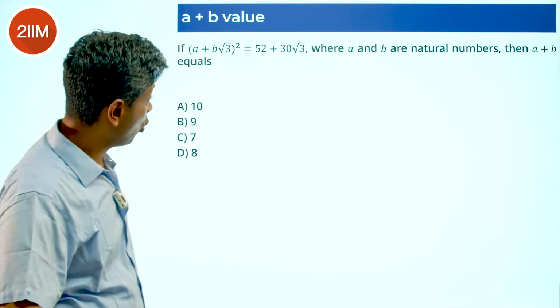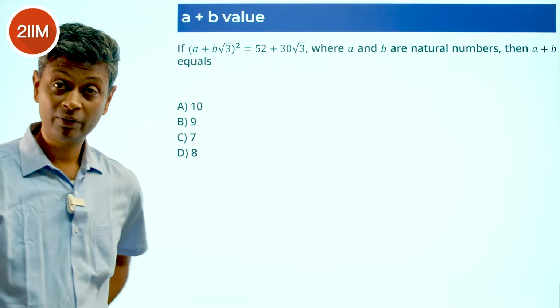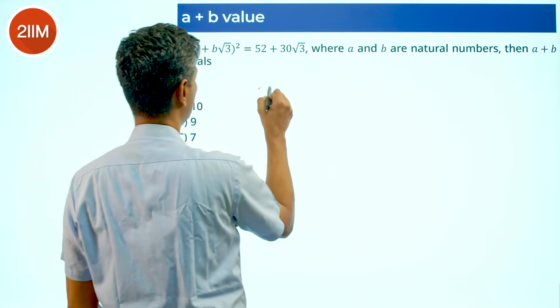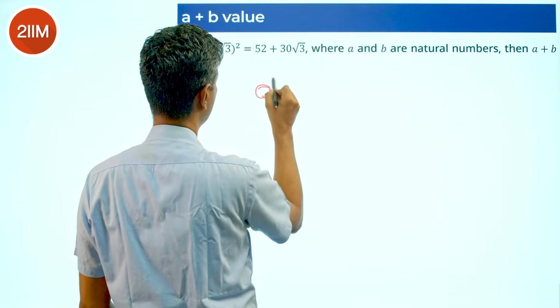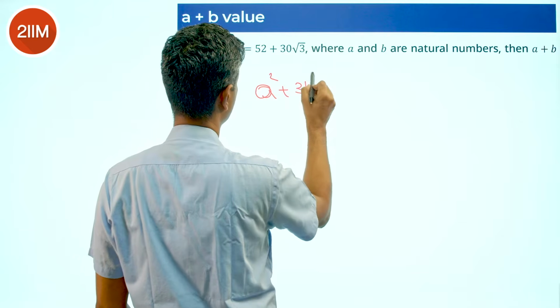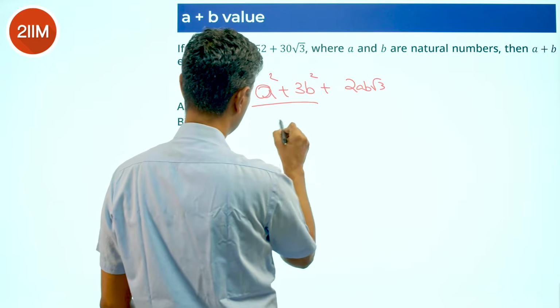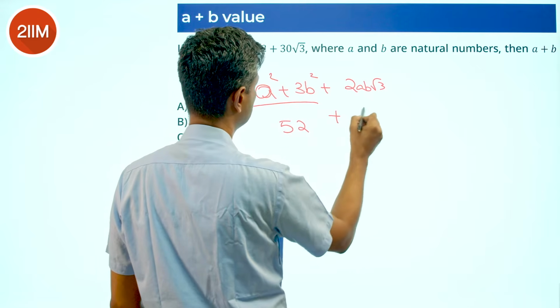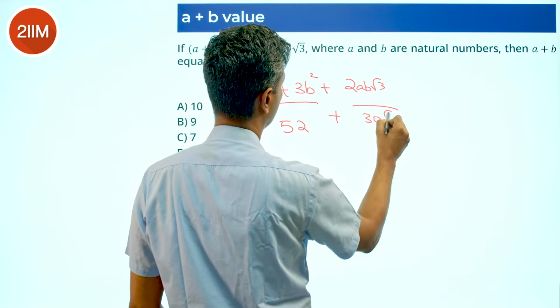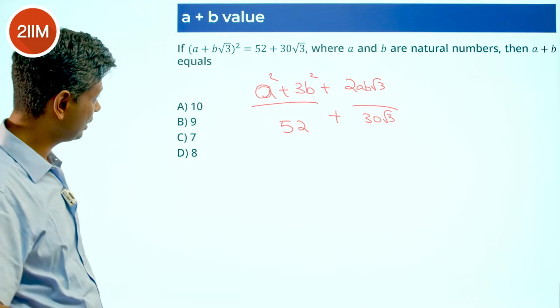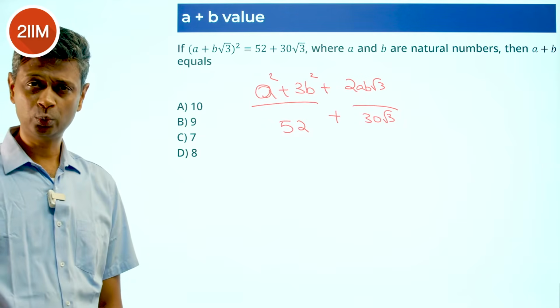A plus b root 3 whole square is 52 plus 30 root 3, where a and b are natural numbers. So if you square this, we'll get a square plus 3b square plus 2ab root 3 equal to 52 plus 30 root 3. A into b is 15, a square plus 3b square is 52.